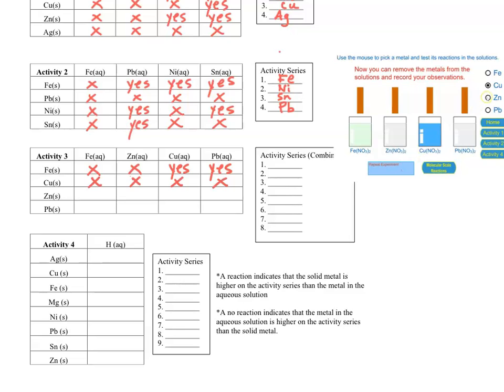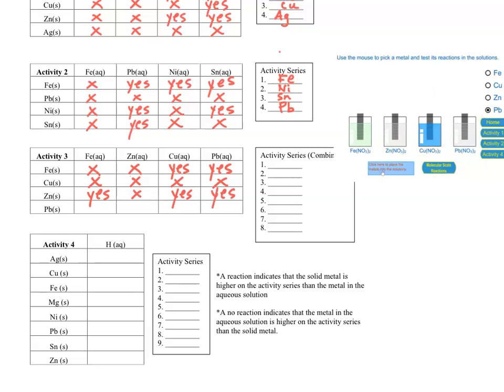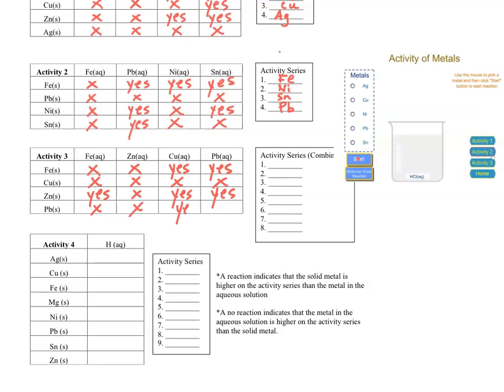All right, let's switch up the metal now to zinc, Zn. Dip them in, bring them out, and see what happened. In this case, the first one is a yes, and then no reaction, yes, and yes. And then one more. We're going to pick the element lead, dip them in, wait for a second, pull them out, and it looks like no reaction, yes, and no reaction.